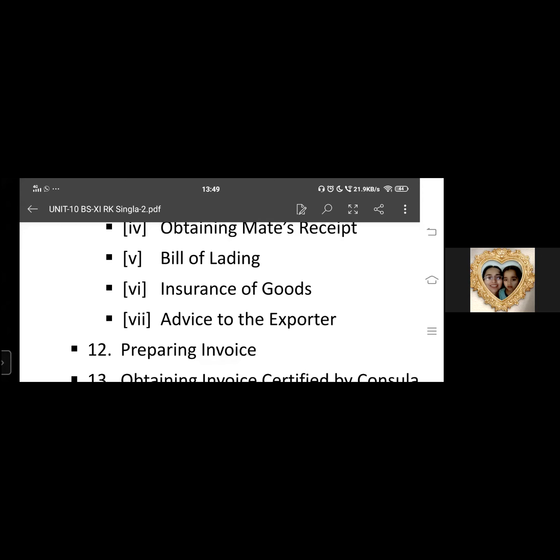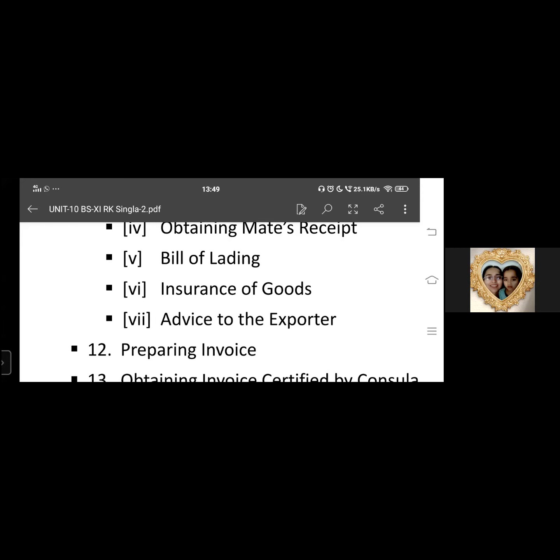So if the freight of the ship is to be paid in advance, agar freight advance mein pay kiya gaya hai, then the signed bill of lading is received only after payment of the freight. Okay, details of the goods mentioned in the bill of lading are already mentioned in the mate's receipt. Wo dono mein mention hota hai.